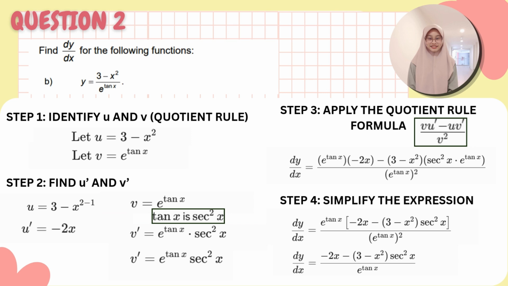Now we apply the quotient rule formula, which is v u prime minus u v prime over v squared. When we substitute our parts, we get the answer. Now we can cancel out the e to the power of 10x from the top with the one from the bottom. And we're done. This is our final answer.